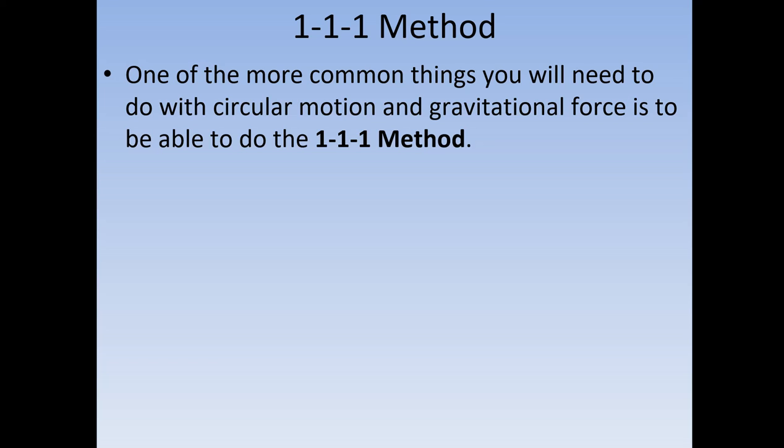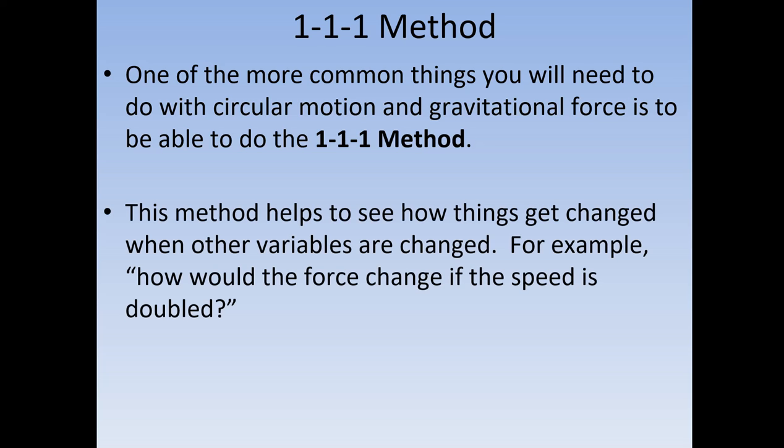One of the common mistakes that people are going to do is that they're going to set up proportions, and it doesn't work because that only works in very, very specific cases. So what I'm going to do is I'm going to teach you the 1-1 method. So a good example is something like this. They could ask something like, hey, how would the force change if the speed is doubled? Or I can go one step further and say, how would the force change if the speed is tripled and the distance is doubled? Something like that. So in there, they're not giving you any real numbers.